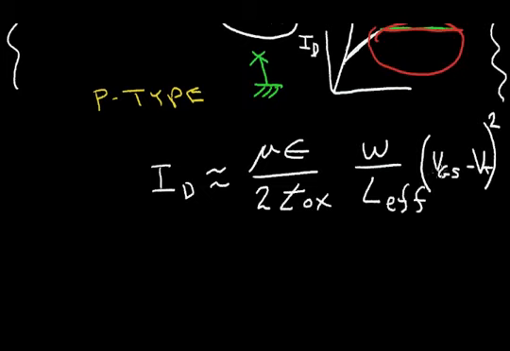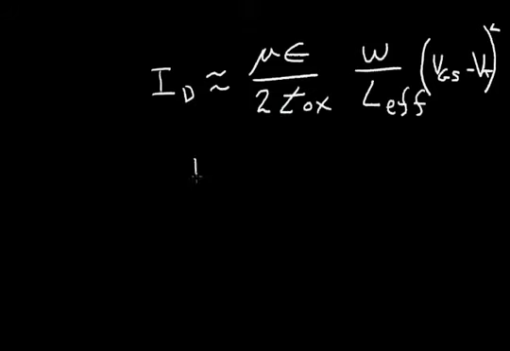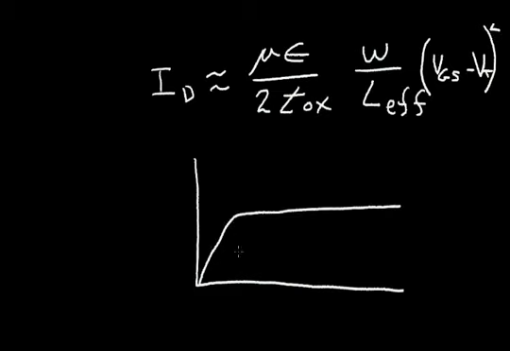So we can see as the voltage gate to source increases, we go from a curve like this. As we increase the voltage gate to source, the resistance is smaller and the current becomes larger.